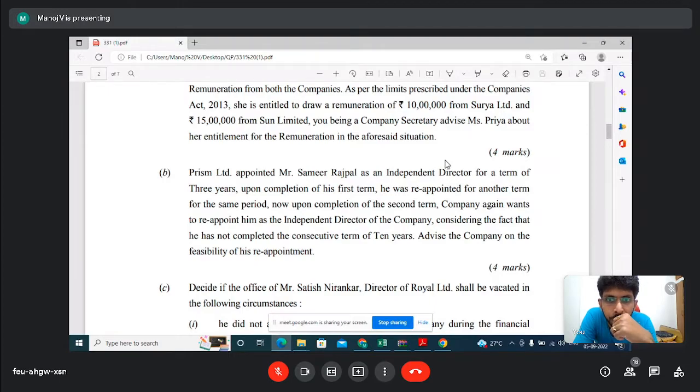The 2 terms, they've already mentioned, are 3 and 3 years. So 2 terms can be less than 5 years. But after 2 terms, he has to take a cooling period of 3 years. So cooling period is required, even though 10 years is not considered, because 2 terms are considered.